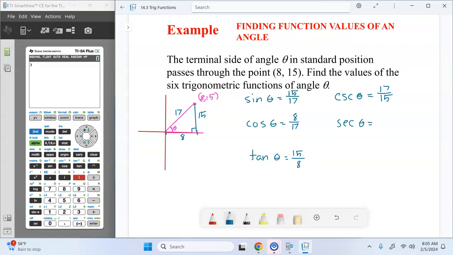Cosine, its reciprocal, is secant. So what's secant theta? 17 over 8. And then tangent, that one's easy. Its reciprocal is cotangent. 8 over 15. Cotangent of theta is 8 over 15. Okay, so there's our 6 trigonometric functions of angle theta.